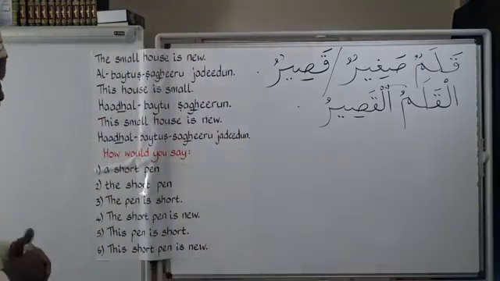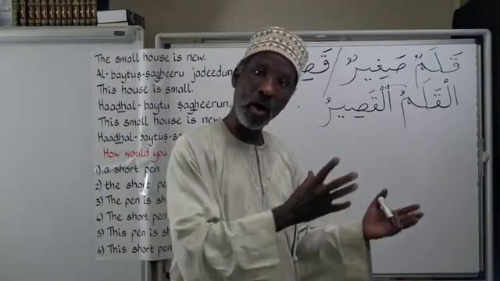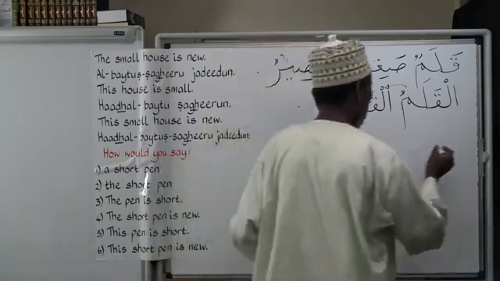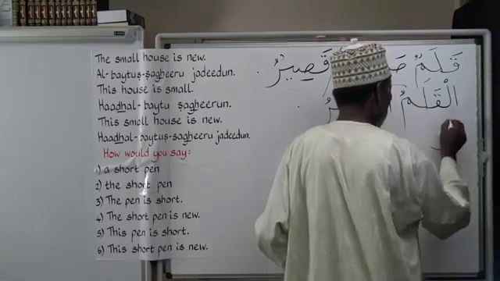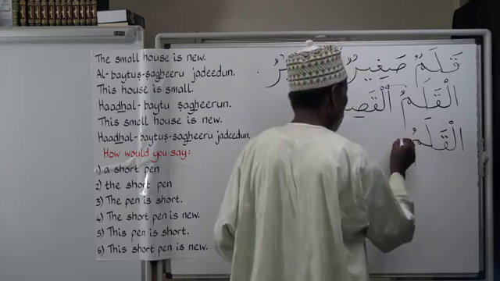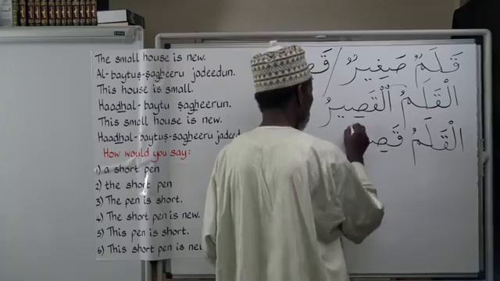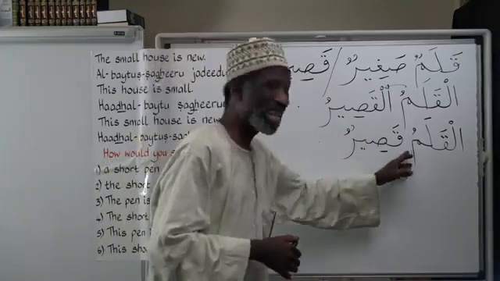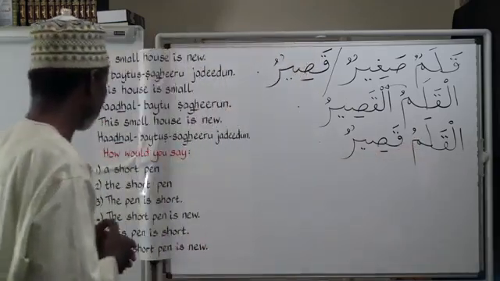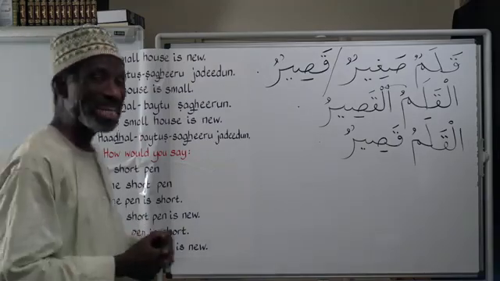Next one, number 3. The pen is short. You say al-qalamu qasirun. It sounds like the pen is short. القلم قصير. The pen is, that's verb to be, is inserted there. القلم قصير.